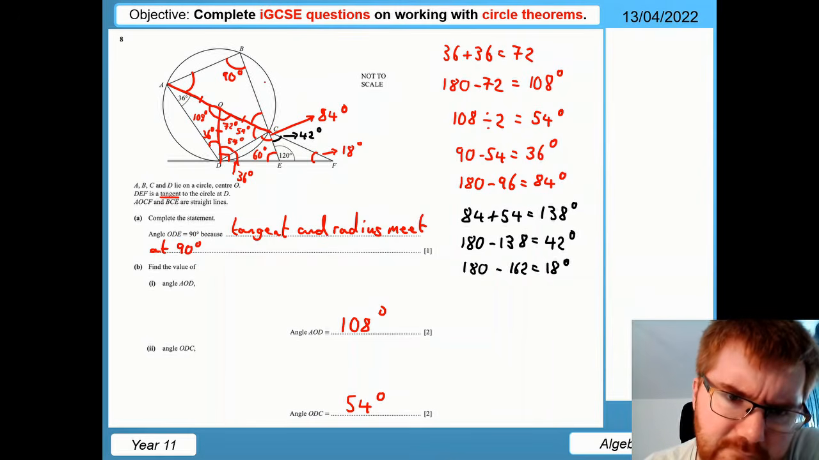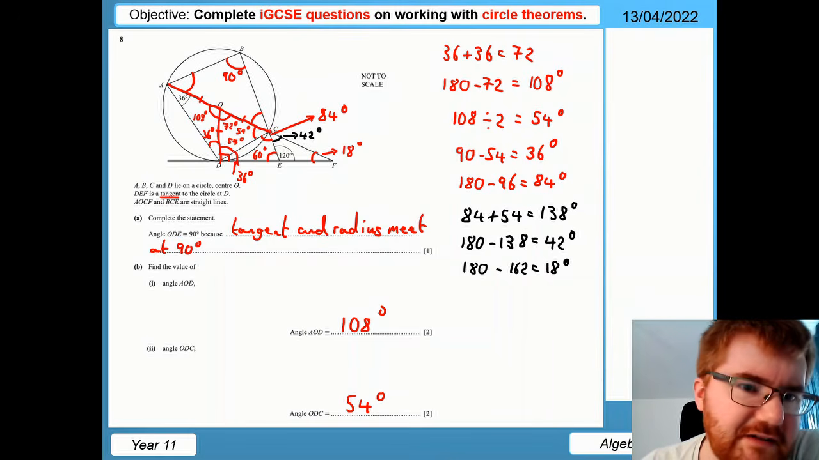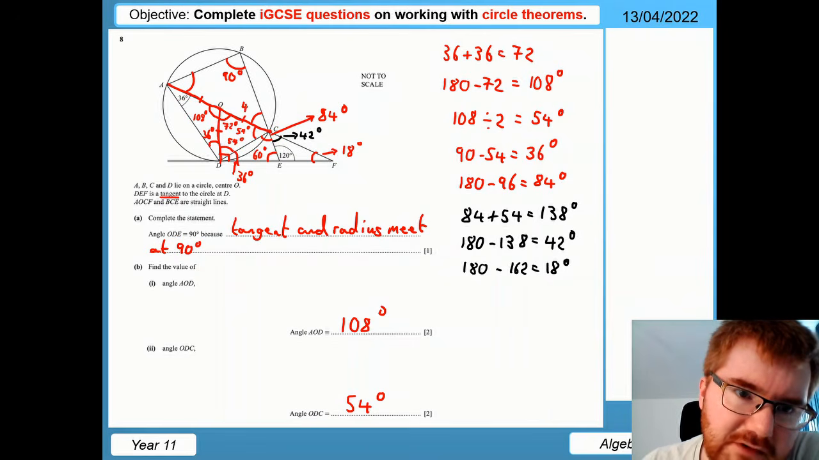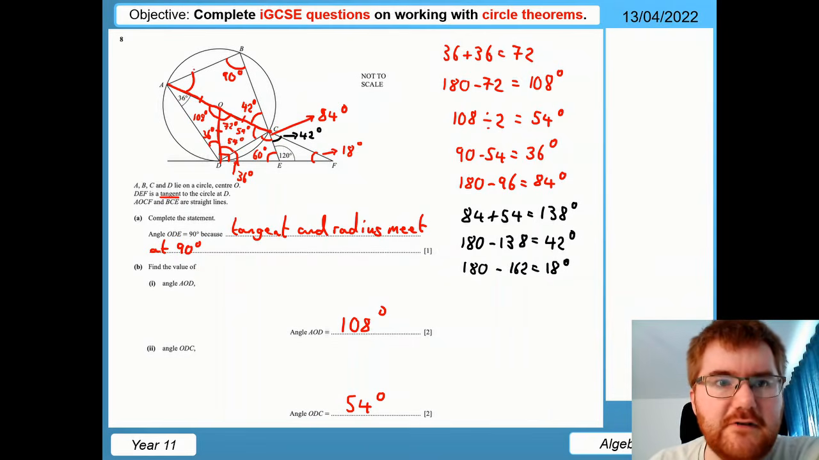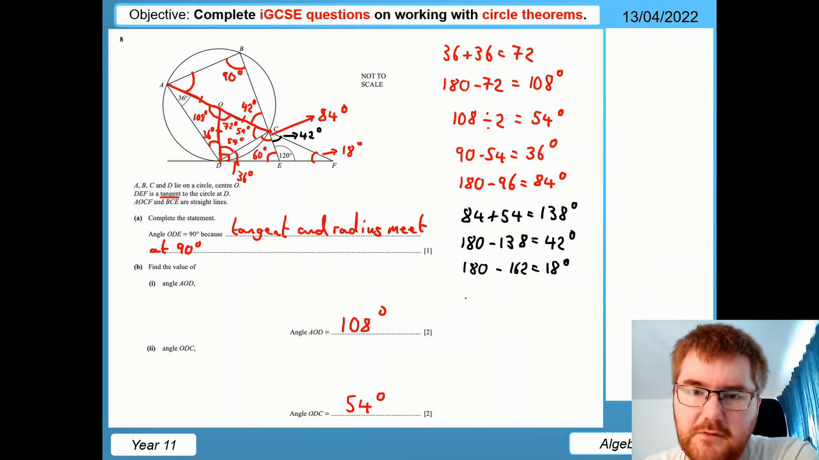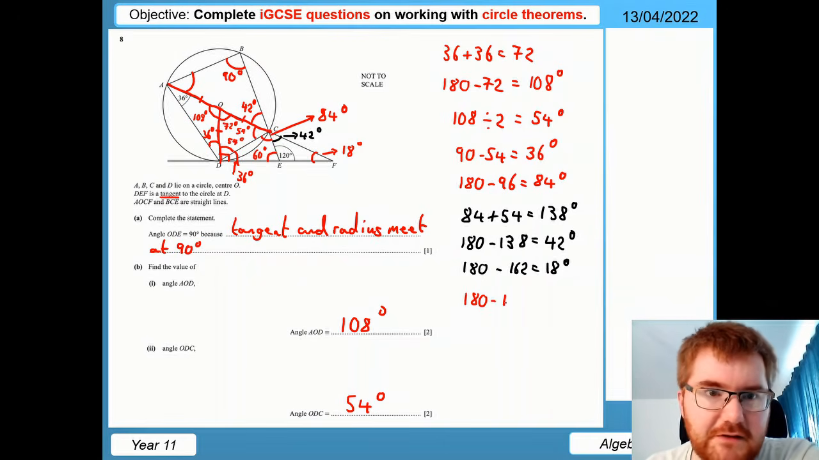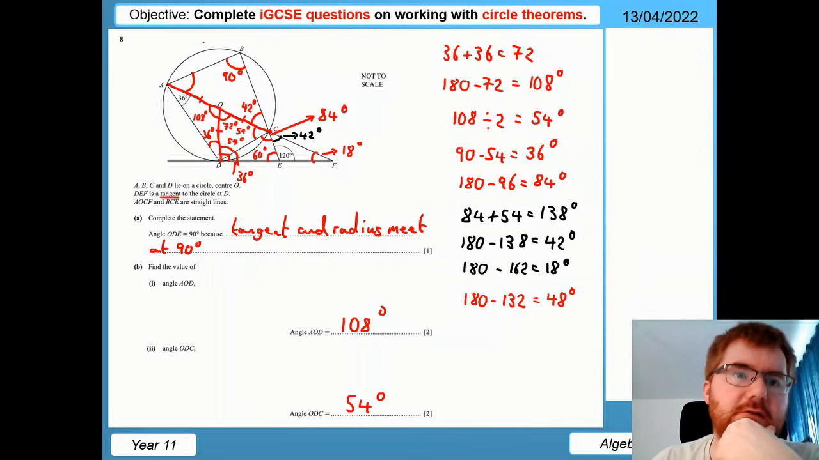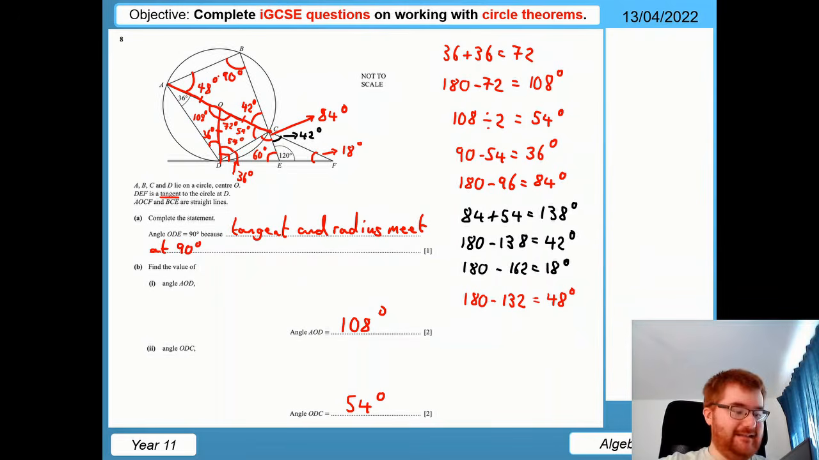So this angle here, because it's a straight line, this is what we're exploiting here. So this black angle here, 42, means this angle is also 42, for exactly that reason. And then angles in a triangle add up to 180. So then we do 180 minus 132, and that's equal to 48 degrees. The one angle I didn't work out, and there we are.